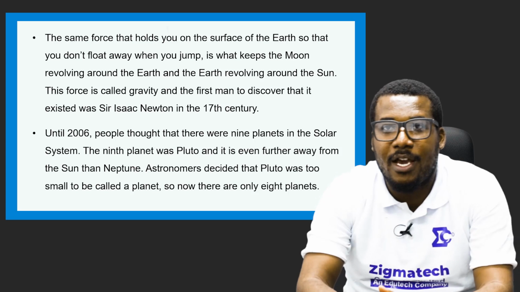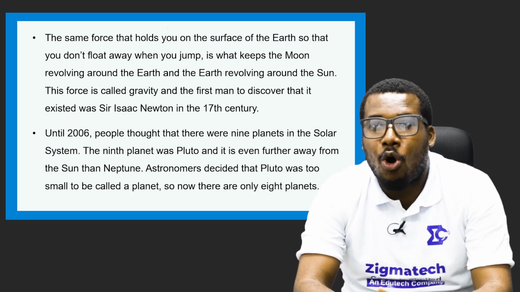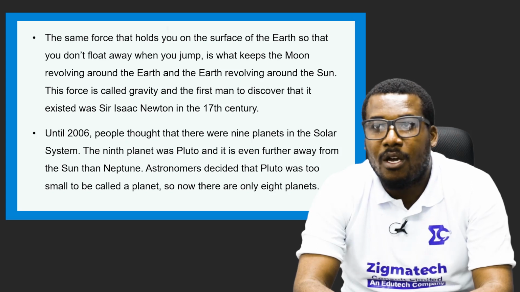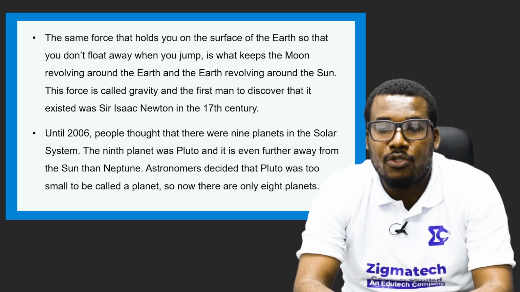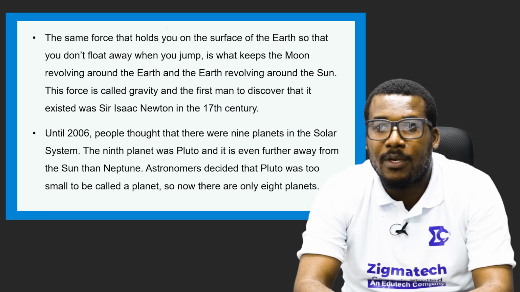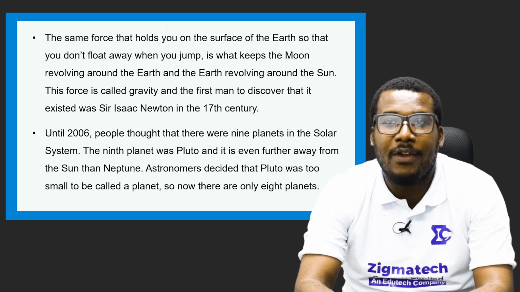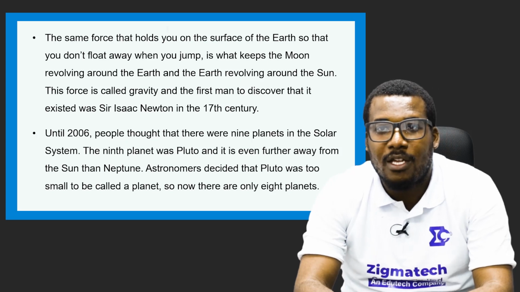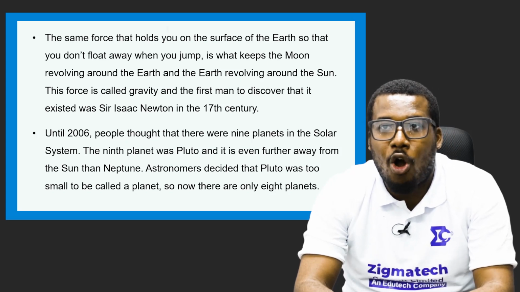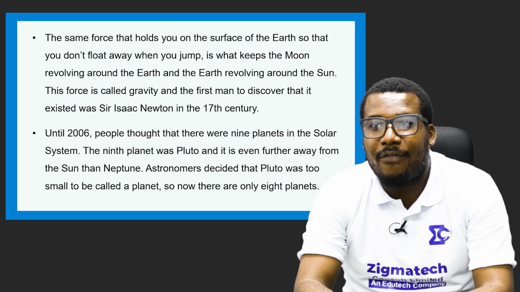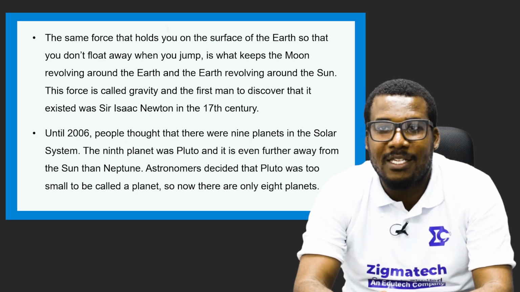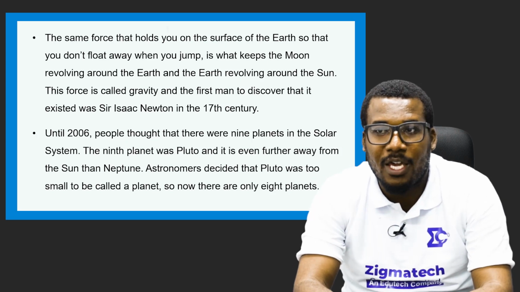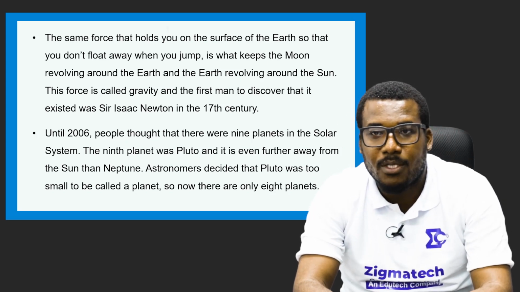Now, what is another fact there? The same force that holds you on the surface of the Earth so that you don't float away when you jump is what keeps the moon revolving around the Earth and the Earth revolving around the sun. This force is called gravity. And the first man to discover that it existed was Sir Isaac Newton in the 17th century.